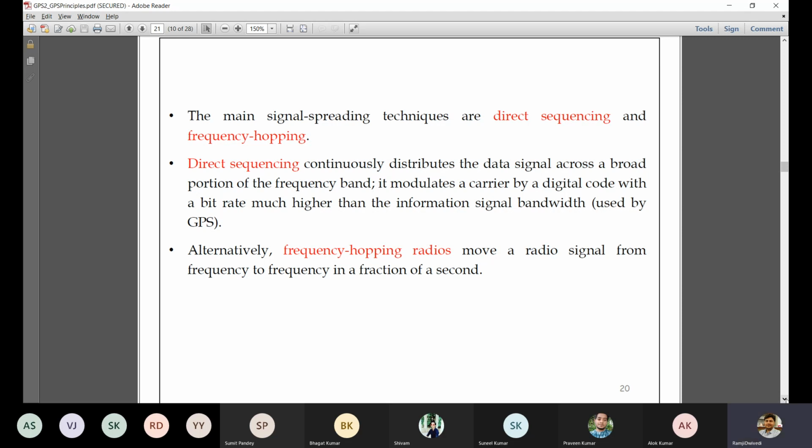Okay. So direct sequencing continuously distributes the data signal across a broad portion of the frequency band. It modulates a carrier by a digital code with a bit rate much higher than the information signal bandwidth. Alternatively, frequency hopping radios move a radio signal from frequency to frequency within a fraction of a second.